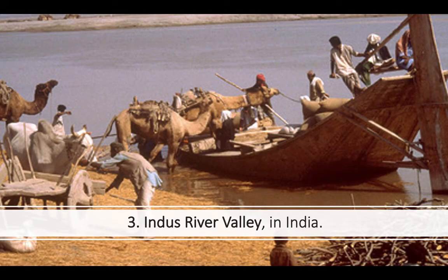Here's another ancient civilization. This is in the Indus Valley in India. And this is a picture, a photo of a reenactment. So this is what it might have looked like for these people at this time. They would have had cattle, and cotton was grown there, goats and chickens, obviously fishing.